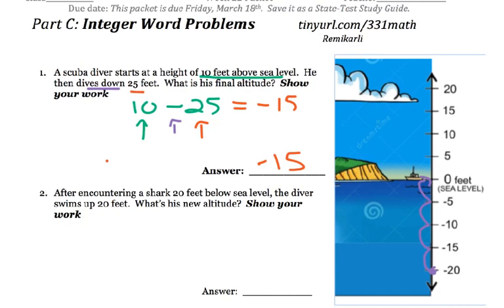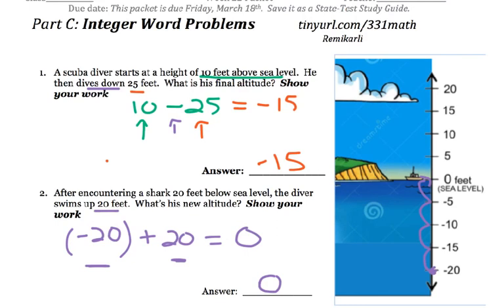And if we were to write a number sentence for it, it's like starting at negative 20, or 20 feet below sea level. Swimming up is like addition, and we're swimming up 20 feet. And we would end up at 0. And thinking about it, if we had 20 negative chips and 20 positive chips, they'd all cancel out. So that's another reason why the answer should be 0, or 0 feet.